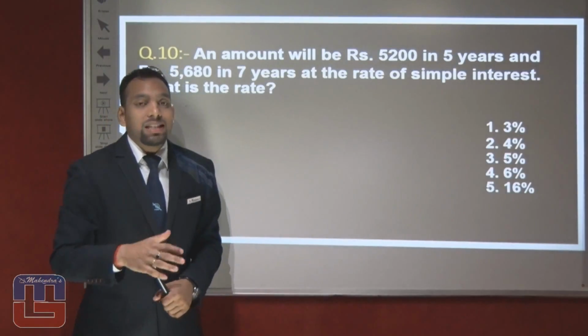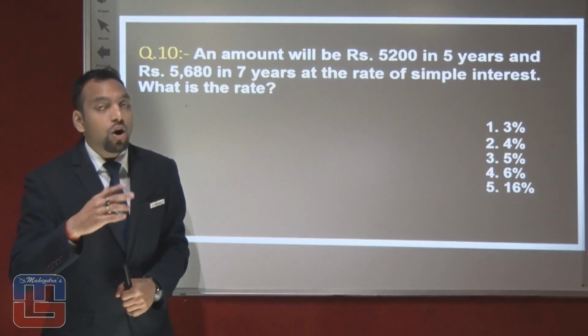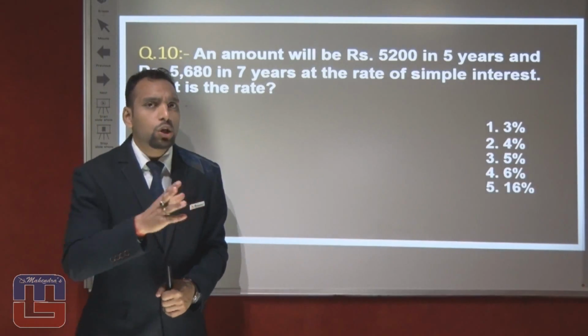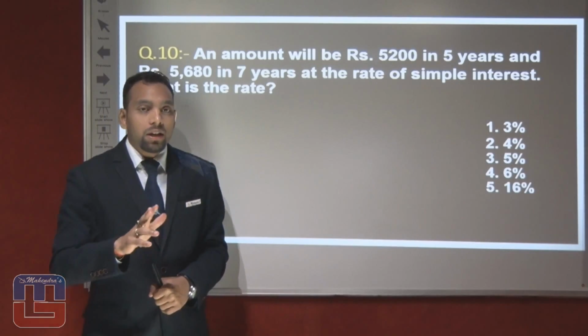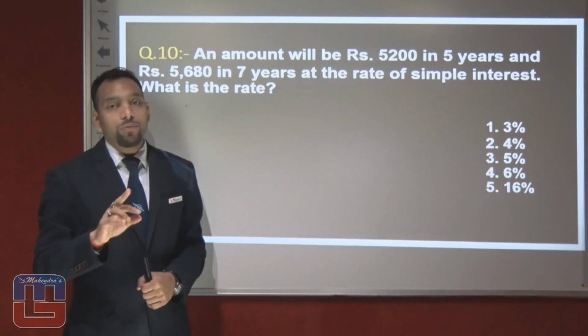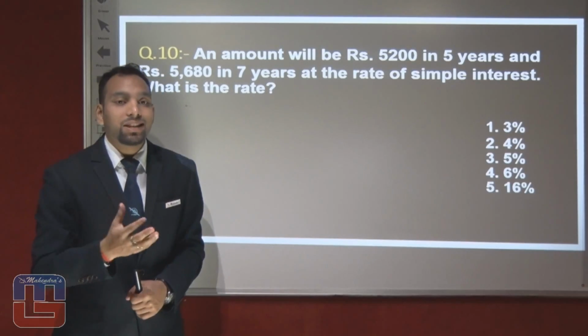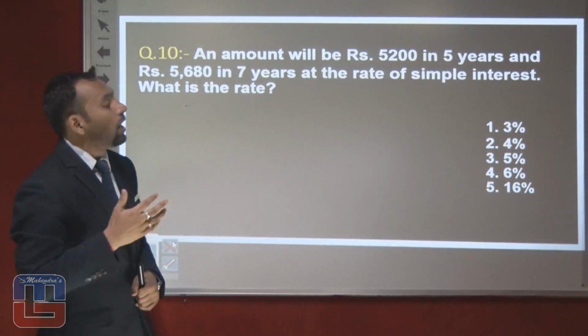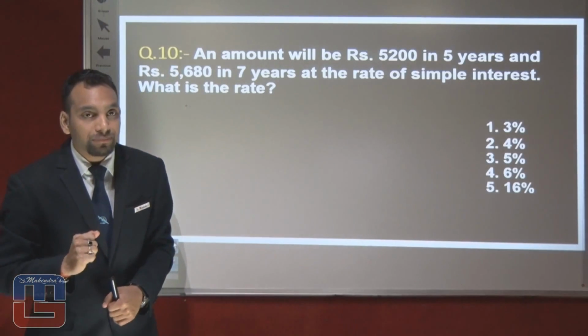The next question on the screen is from simple interest. As I already discussed, 1 or 2 questions can be seen from SI and CI. Now see, the amount will be rupees 5200 in 5 years and 5680 in 7 years at a rate of simple interest. And what is the rate? That means you have to find the value of R.